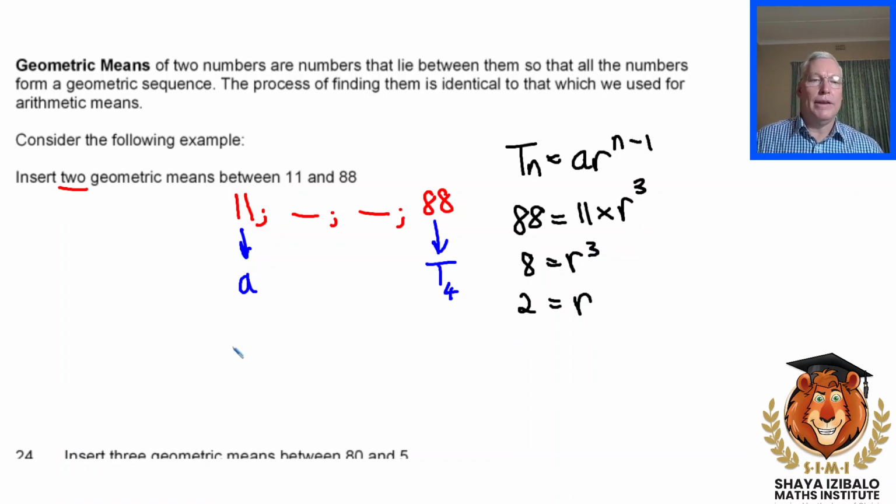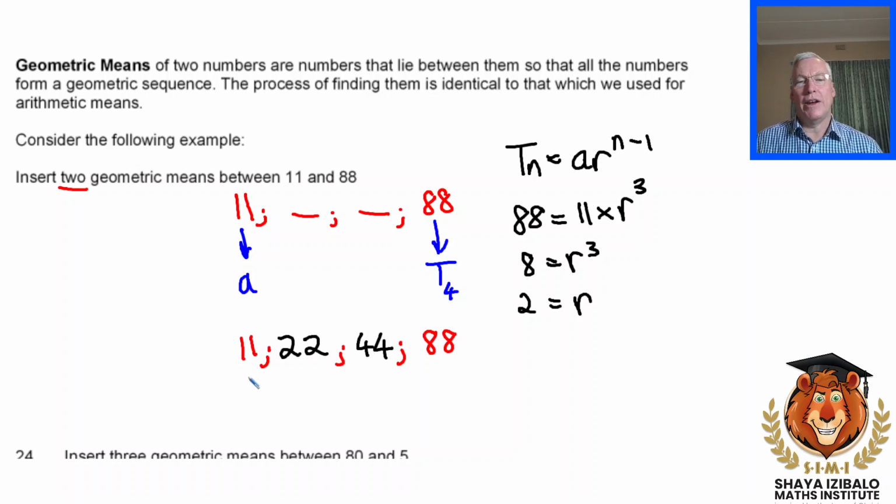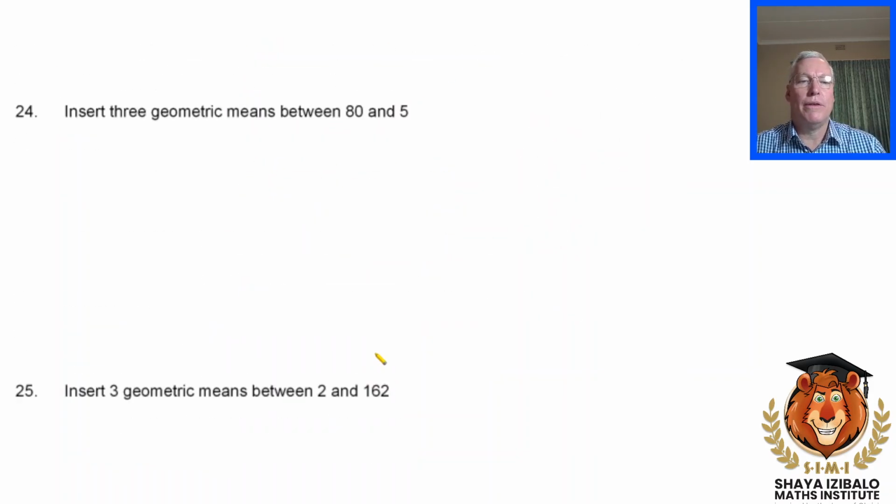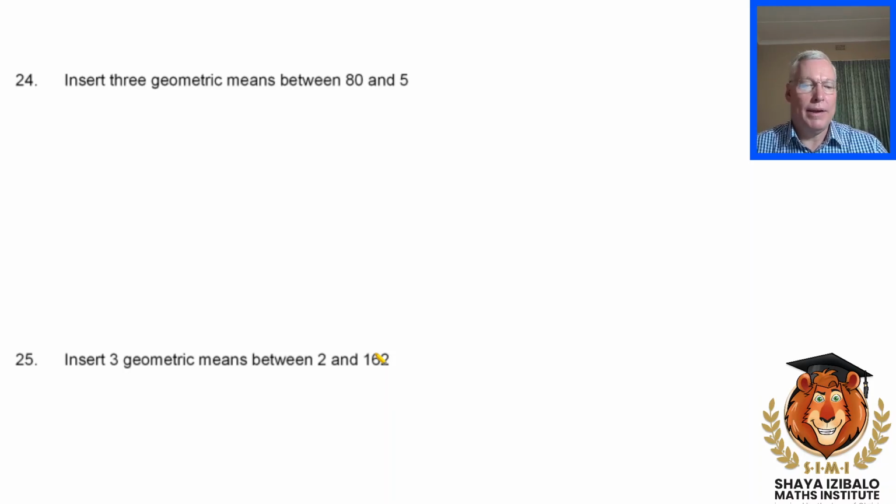Right, so let's have a look now what those numbers are going to be. We had 11. Now, if we multiply by 2, and then multiply by 2, and then multiply by 2 again, what we get is 22. When you multiply by 2, you get 44. And when you multiply by 2 again, you get 88. And there's the answer. These here are called geometric means, and the reason they're called geometric means is that they go in the middle and they form a geometric sequence. We're going to ask you to pause the video and try number 24 and number 25.